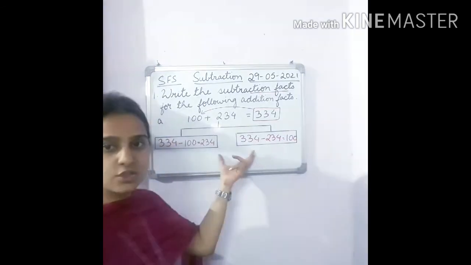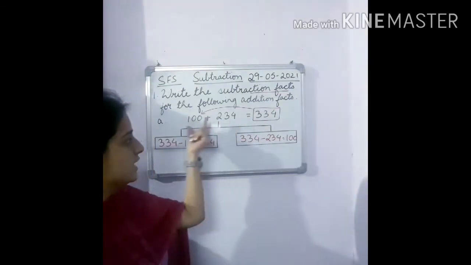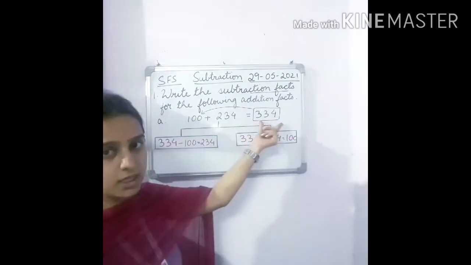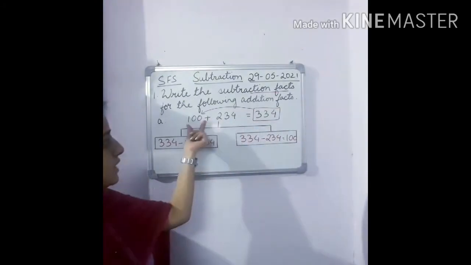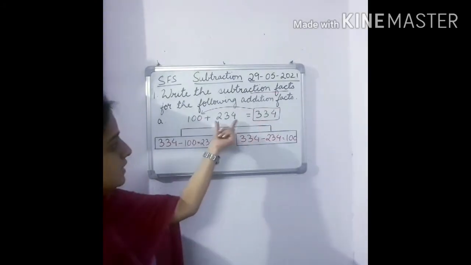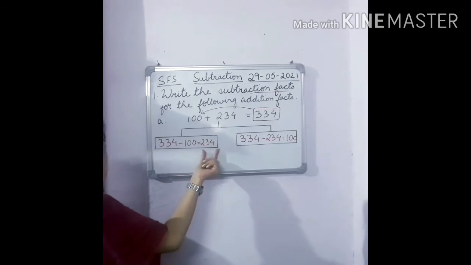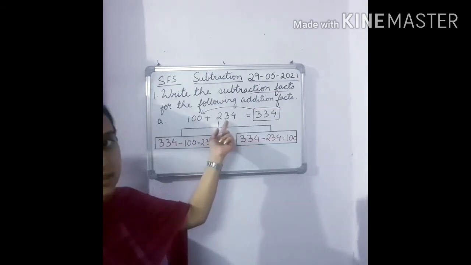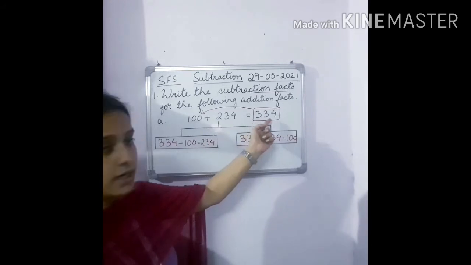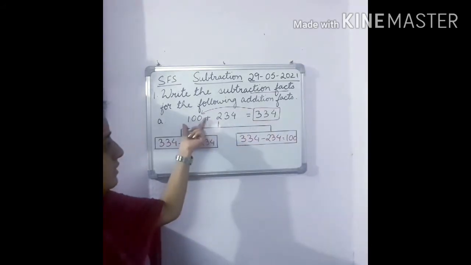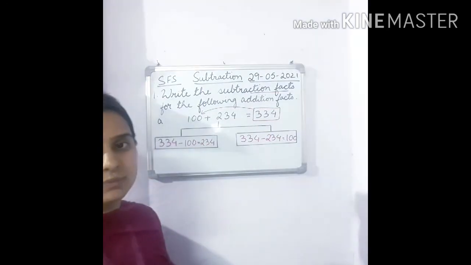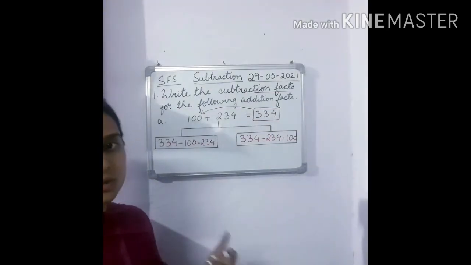It's very easy, children. We just subtract. We take one number, first the minuend. We subtract it from the total. Then when we subtract the minuend from the total, you will get the remaining part, that is 234. The second subtraction fact is when we subtract 234 from 334, then we get the other remaining part, that is 100. Okay. So this is what a subtraction fact is. You can note this down in your copy.